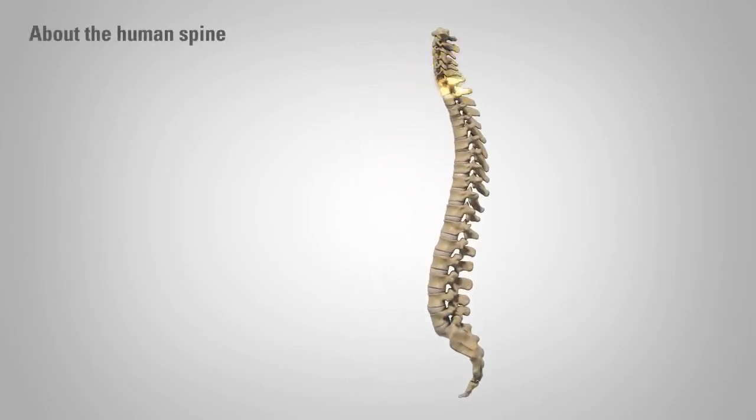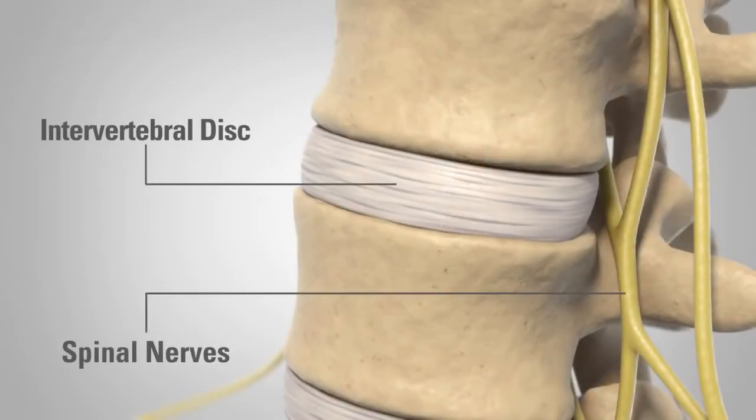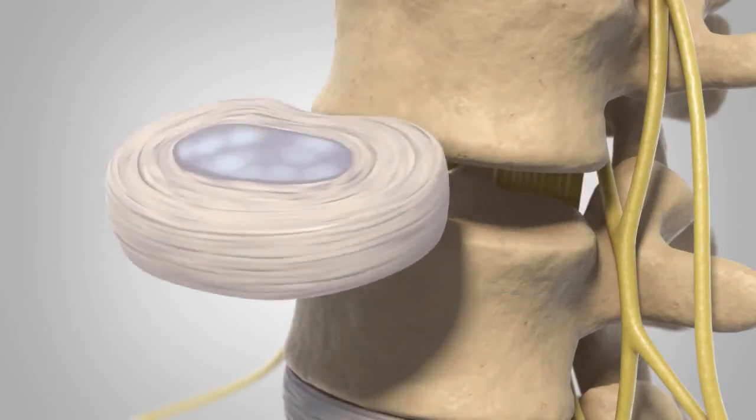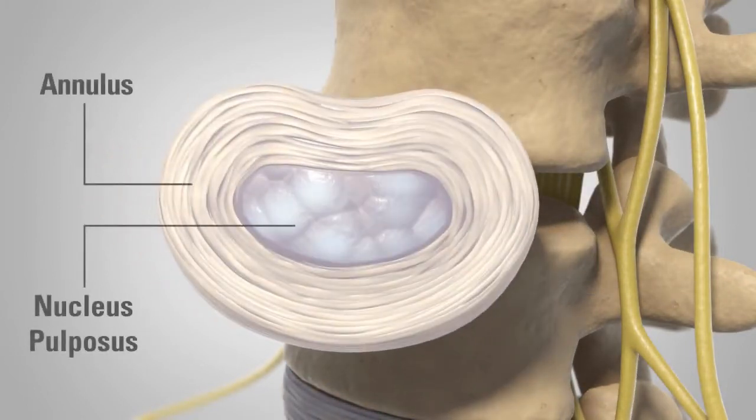There are 24 vertebrae in the spine. These vertebrae are connected by several joints. The main joint is a flexible cushion between two vertebrae called an intervertebral disc. The intervertebral disc is comprised of a soft gelatinous center surrounded by a tough outer wall.